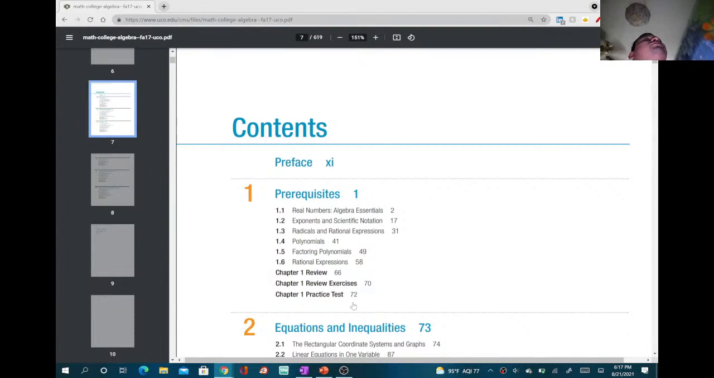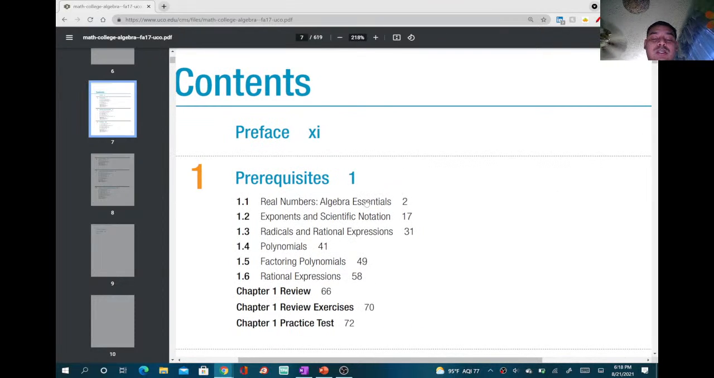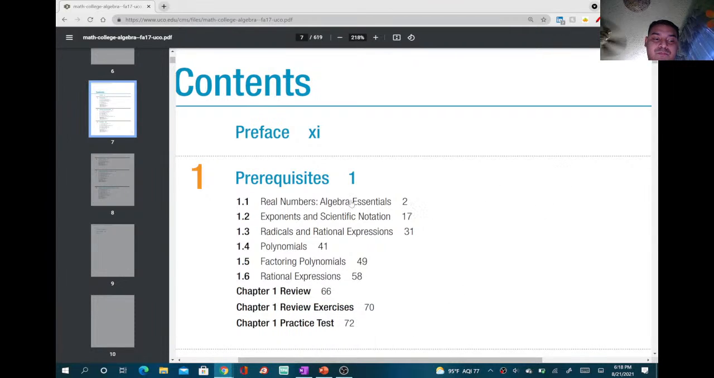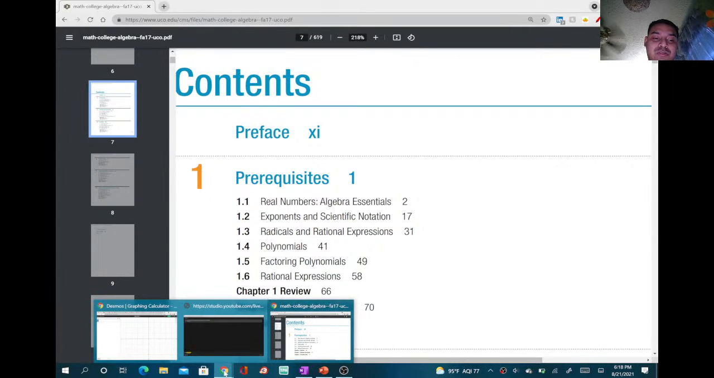Now, like I said, this is for those of you that are heading into college algebra. If you are heading into college algebra, then this is a good preparation. And so I mostly want to help those that are actually heading into college algebra.